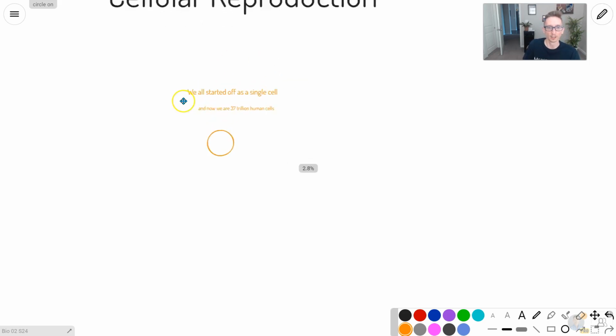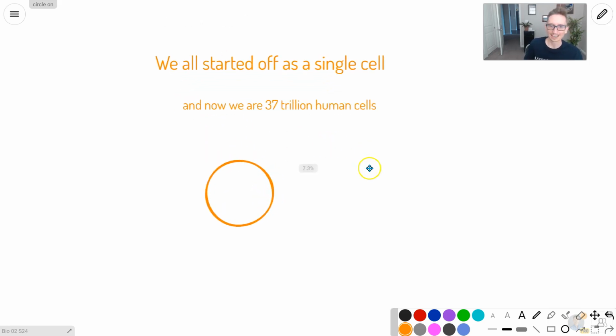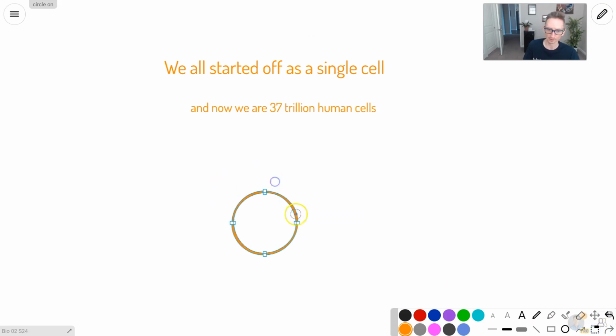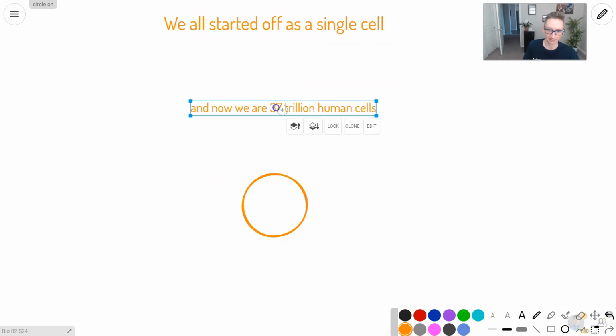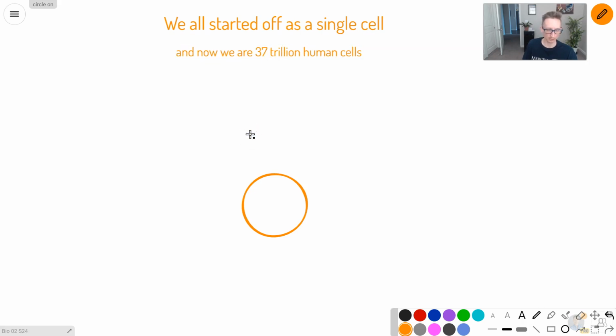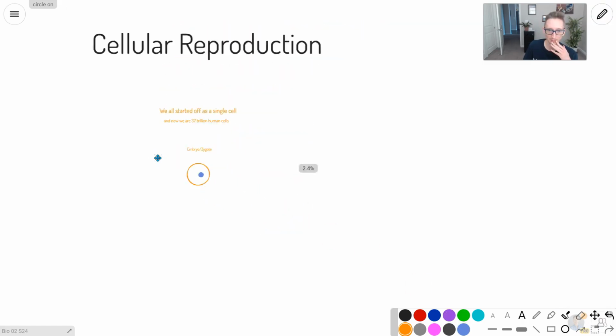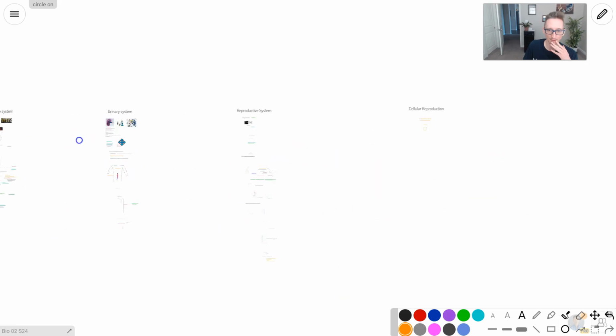This will be better. Okay, we all started off as a single cell. And now we are 37 trillion human cells. How does this occur? Well, we all started off as this one tiny little cell. And that one single cell was an embryo, or a zygote. And where did this embryo or zygote come from? Well, let's go back here to this.